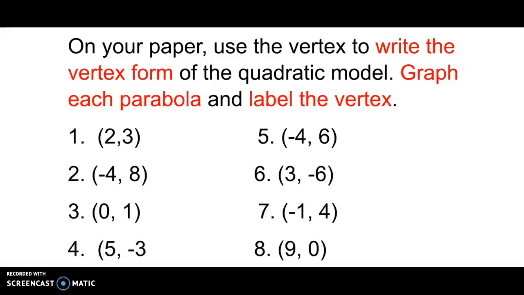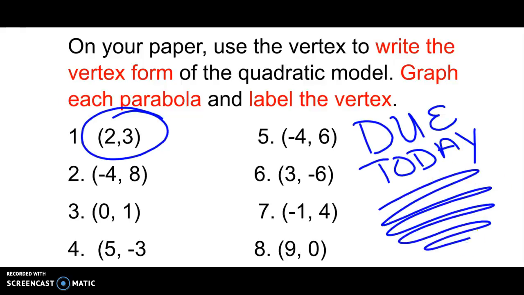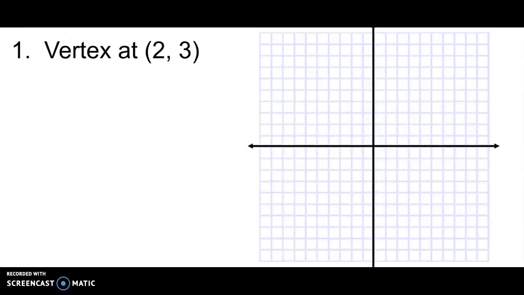So here's your assignment. Your assignment is going to be to write the vertex form based on the vertex. And I do want you to graph it, and I want you to label the vertex. So I'm going to show you how to do number 1 right now. So this is going to be your assignment. It is going to be due today. And I've attached the PDF of this assignment for you. So I want you to know, due today. I'm going to check them tonight, see how you're doing. So let's do number 1 together.